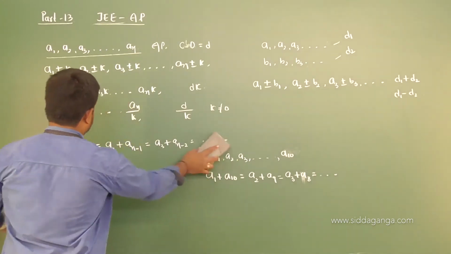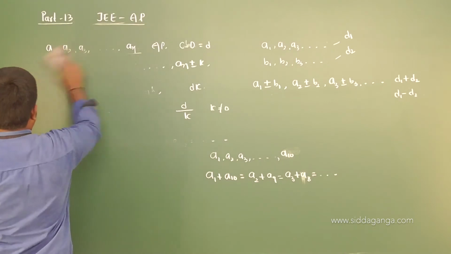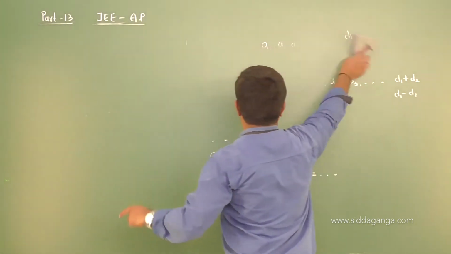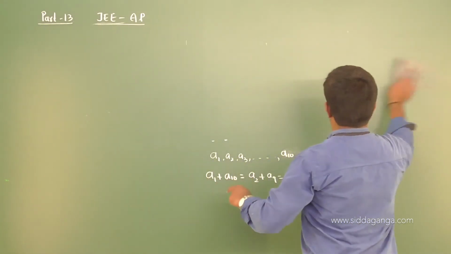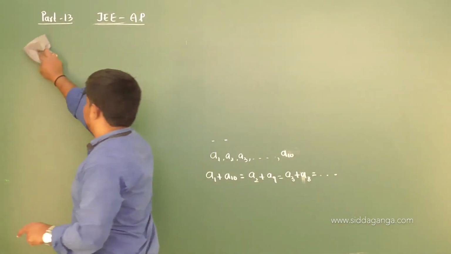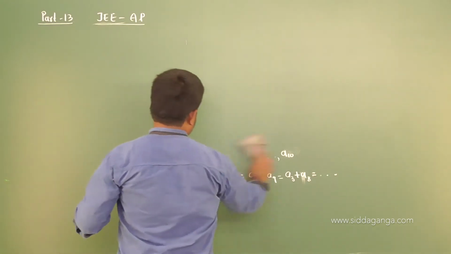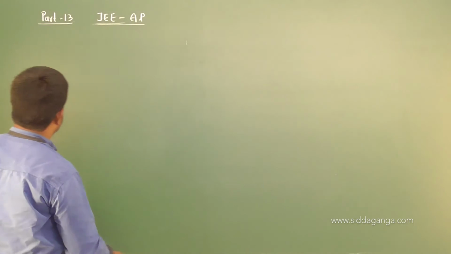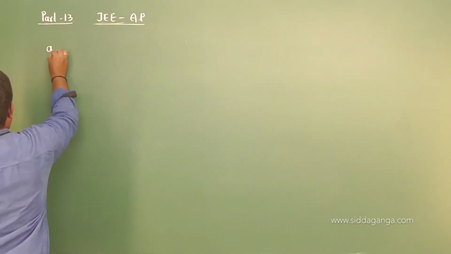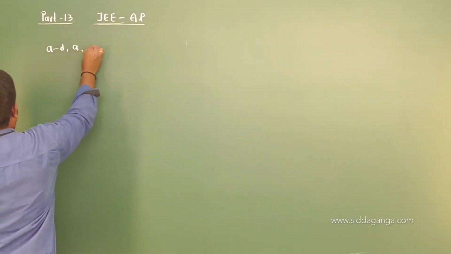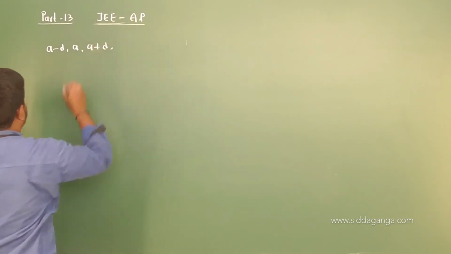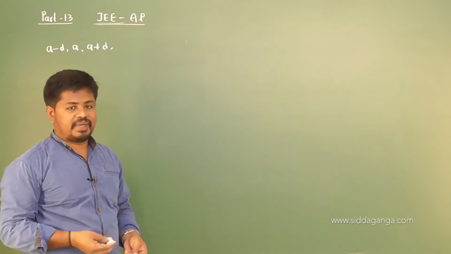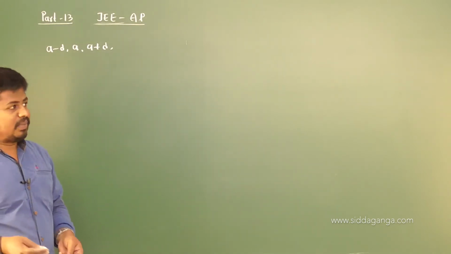And another thing is, it was discussed in the previous classes that when three numbers are in AP, then those three numbers can be taken as a minus d, a, and a plus d, where a is the first term and d is the common difference.